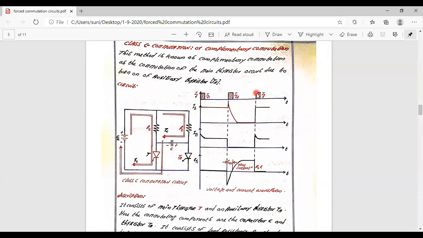Again, the main device comes to the conduction at a gate instant provided here. Then you may get a doubt here, how is this device going to be turned off, isn't it?